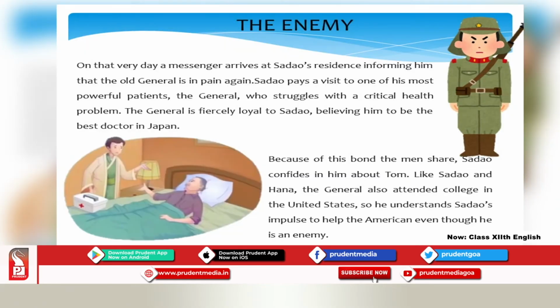On that very day, a messenger arrives at Sadao's residence, informing him that the old general is in pain again. Sadao pays a visit to one of his most powerful patients, the general, who struggles with his critical health problem. The general is fiercely loyal to Sadao, believing him to be the best doctor in Japan.